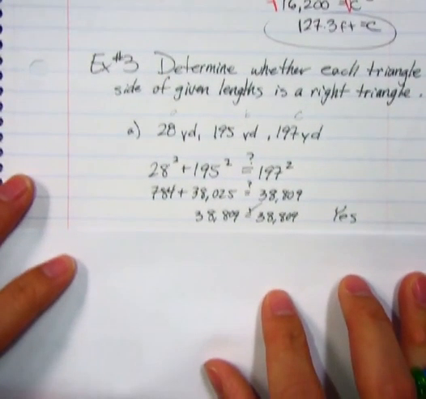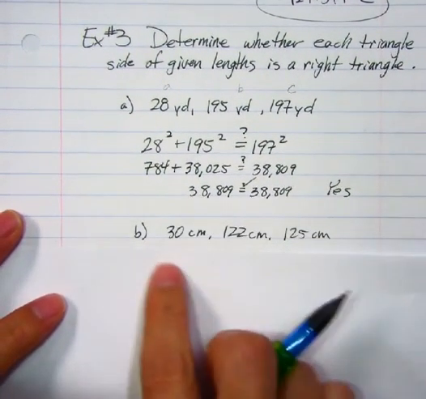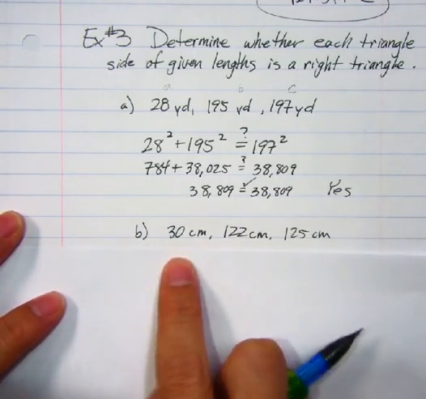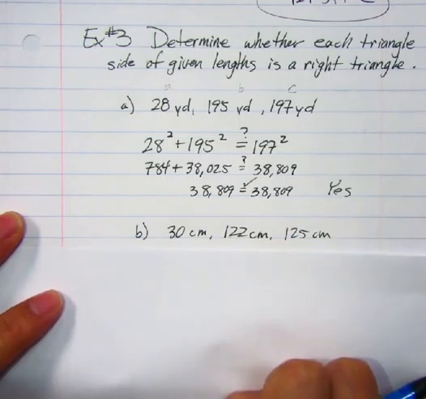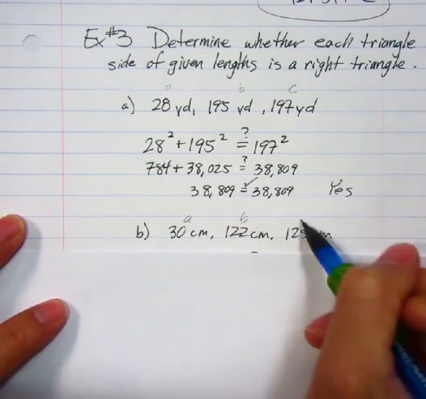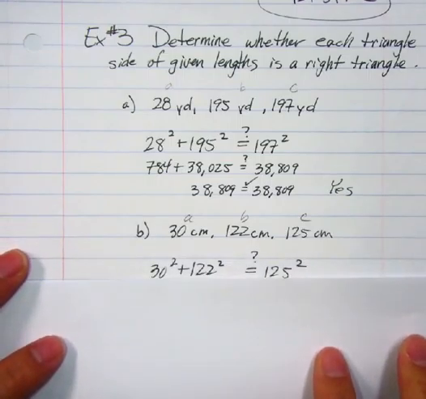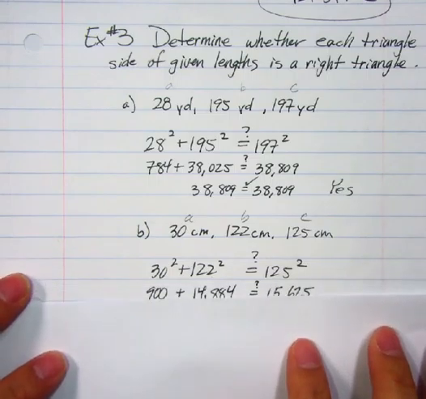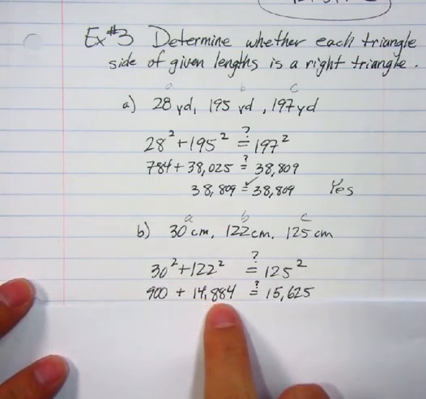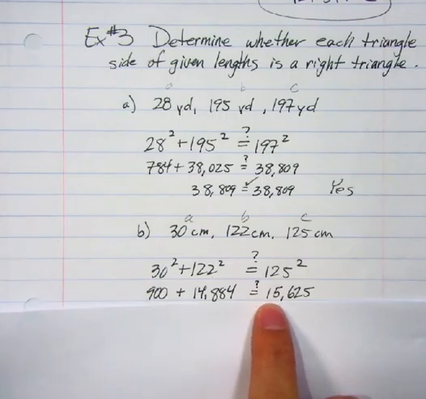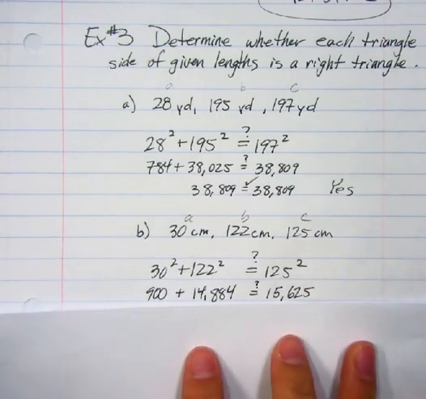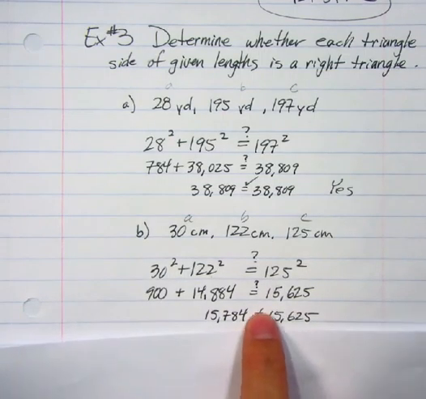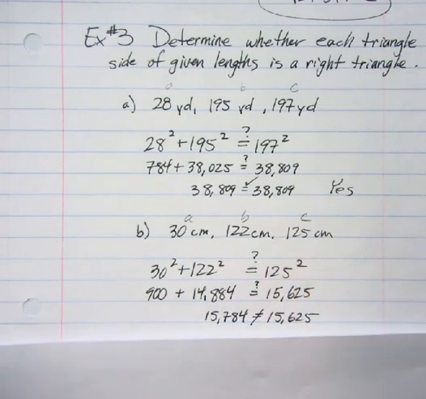Let's take a look at one last example, same kind of question. Hey, are these the sides of a right triangle? Well, again, which is the hypotenuse? It's got to be this one, right? It's the longest side. So I can call this one A, call this one B, call this one C, and I plug it in. A squared plus B squared, does it equal C squared? Well, let's find out. 900 plus 14,884, does that equal 15,625? And the answer to that would be no, it does not. So because they don't equal each other, I know that the sides of this triangle is not a perfect right triangle.